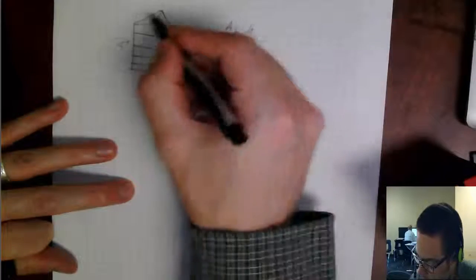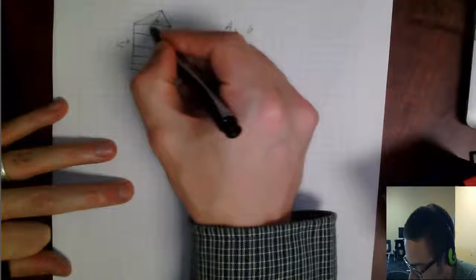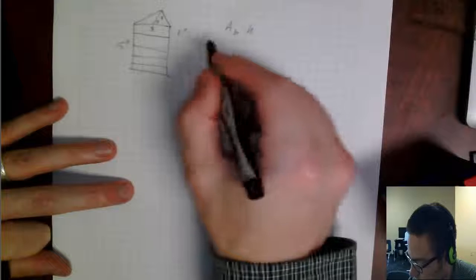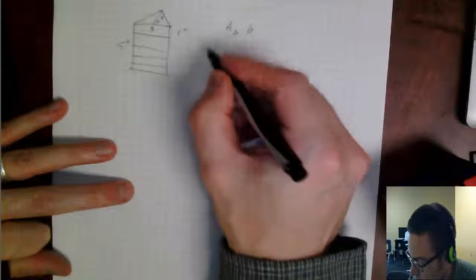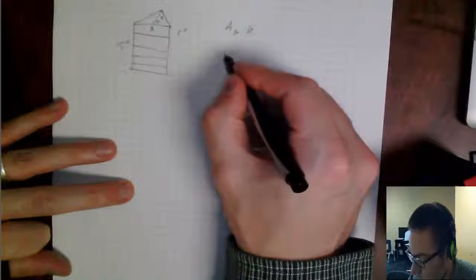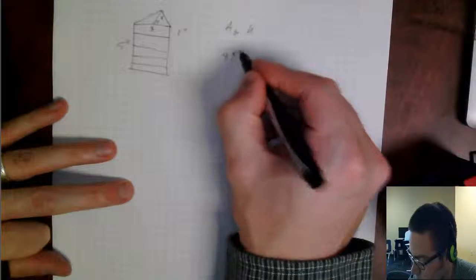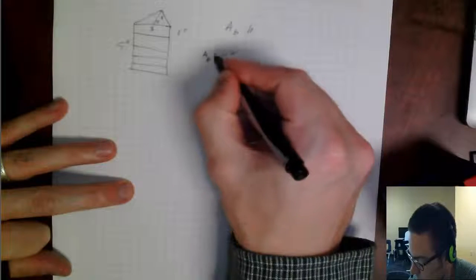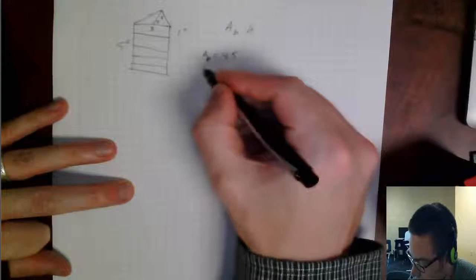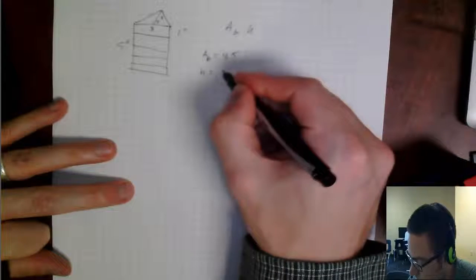So in this case, we'll just call the base 3 and the height 3. I don't know if this works. So 3 times 3 divided by 2 would be 9 divided by 2, so 4.5 would be the area of the base. And I multiply it times the height, which is 5.